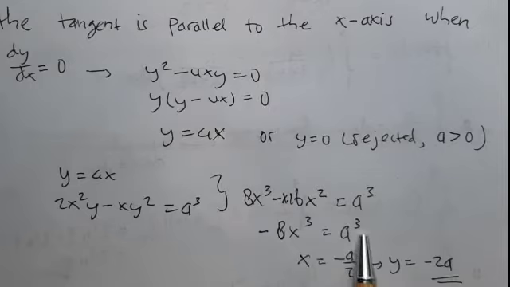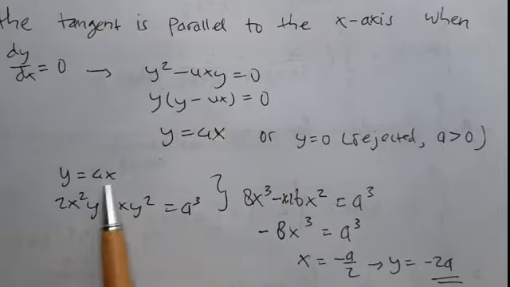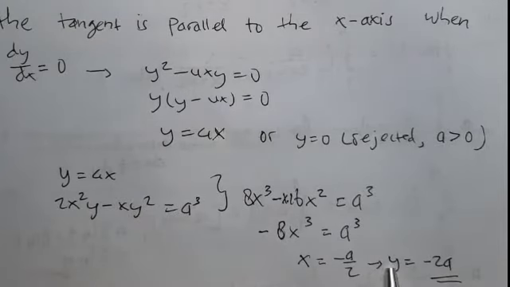x is the cube root of a cubed divided by minus 8, that is minus a over 2. The cube root of a cubed is a, and the cube root of minus 8 is minus 2, that is why x is minus a over 2. Substituting into y equals 4x, we obtain y equals minus 2a. Thus that is the answer for this question: y is minus 2a.